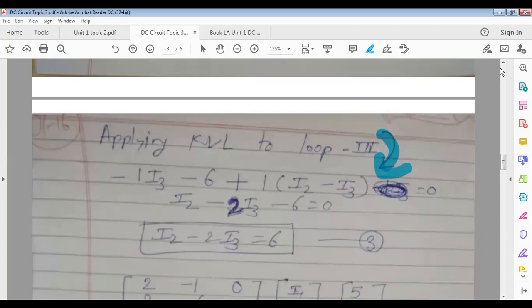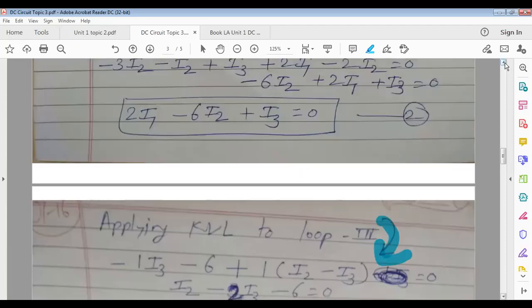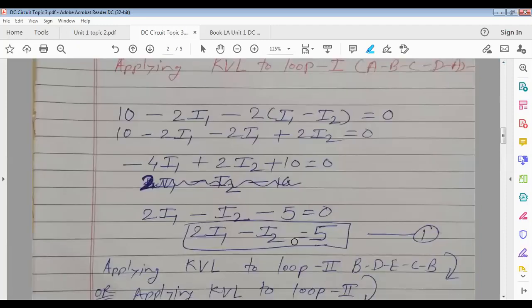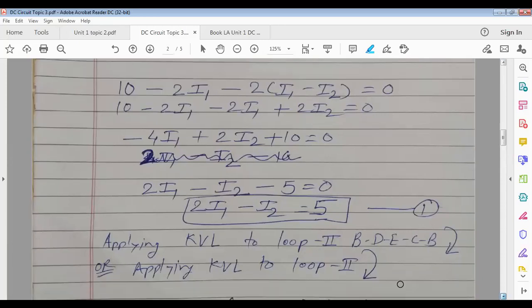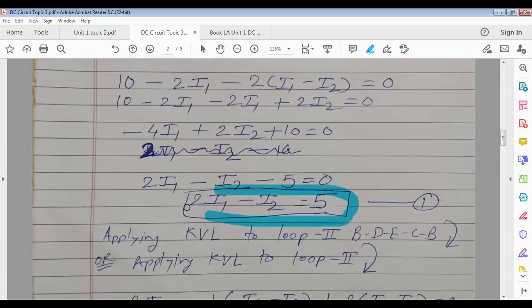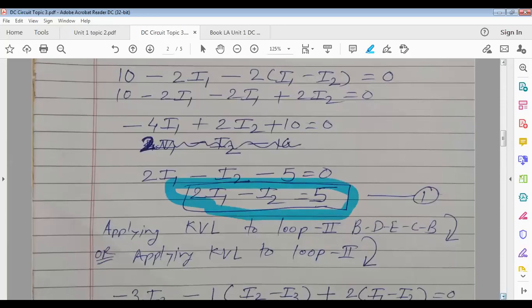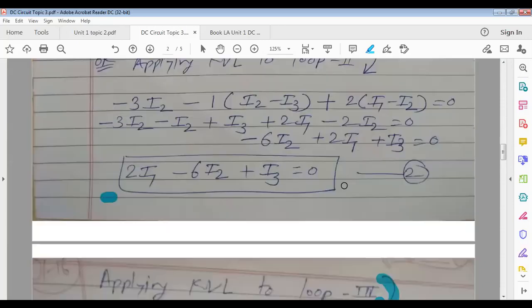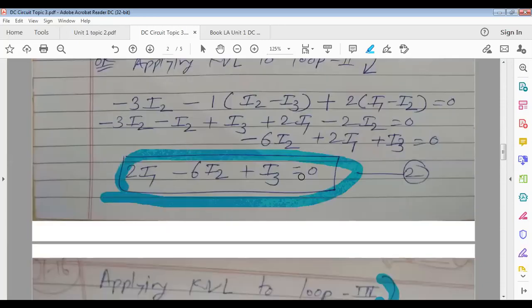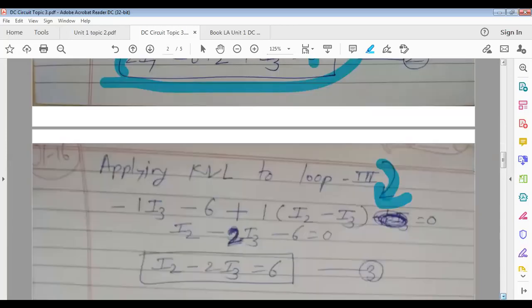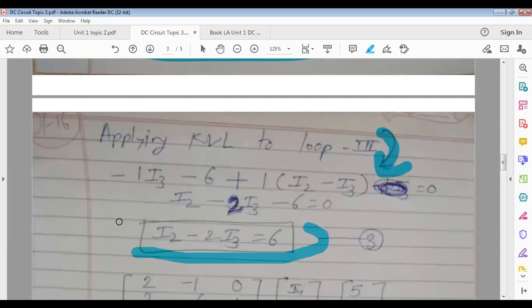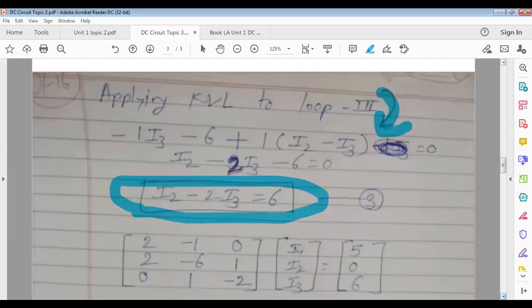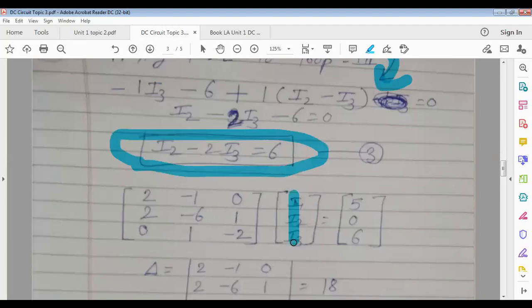Now, whatever these 3 equations you are getting, see the first one. Here I3 is not there, I1 and I2 only. Then in the second one, I1, I2, I3 terms are there, but on the right hand side 0, no constant term. And here I1 is not there. So write these 3 equations in matrix form. I1, I2, I3 will be one matrix.